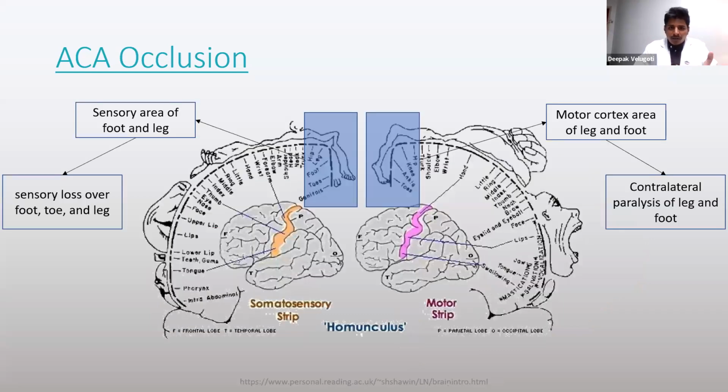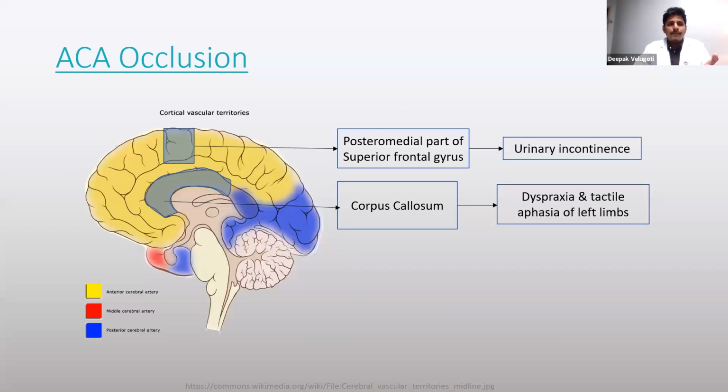And coming back to the homunculus, this is a representation of the body over the motor and somatosensory area. In case of anterior cerebral artery occlusion, the patient develops sensory and motor loss over the lower limbs, and finds themselves unable to move their lower limbs and cannot feel the sensation over the legs.